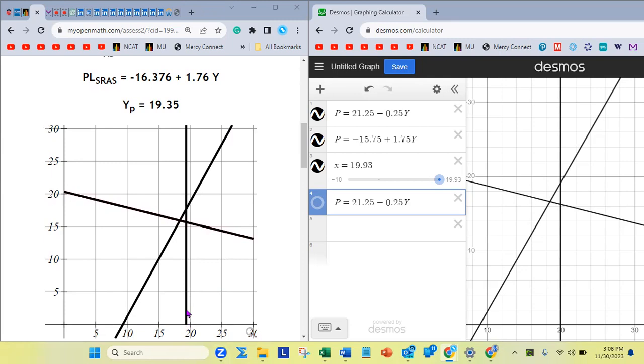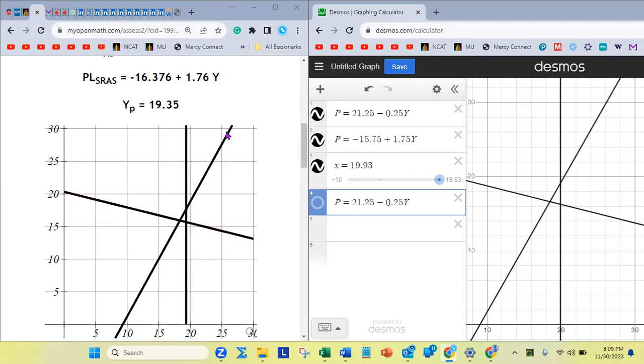This vertical line is the value of GDP at full employment, also known as potential GDP. In my case, it's 19.35, right? So this vertical line represents the value of what GDP should be for any price level. Because remember, potential GDP does not depend at all on the price level. It is what it is, right? It's the value of output if we're at full employment.